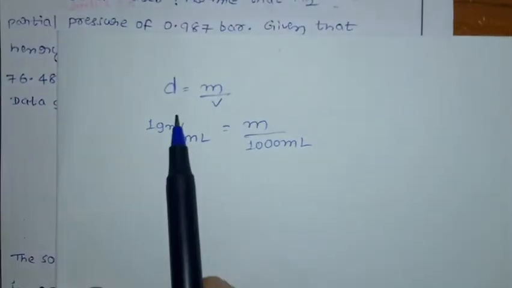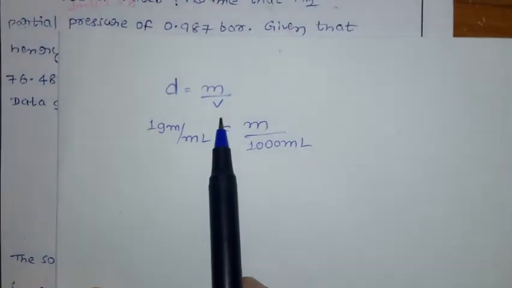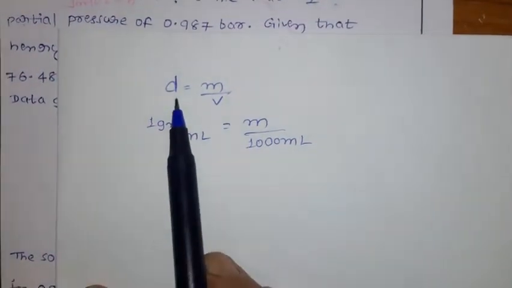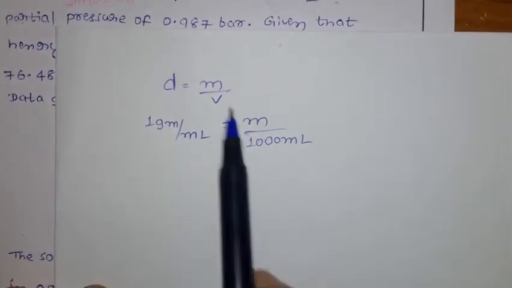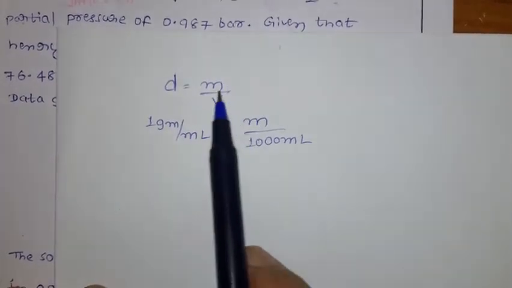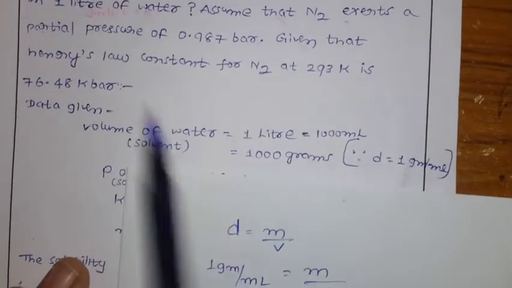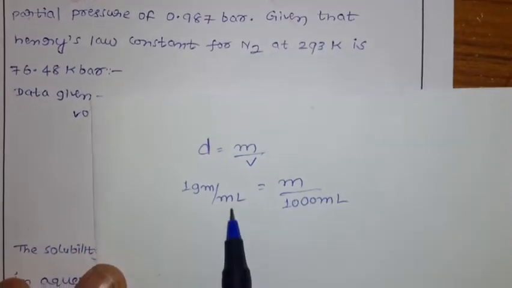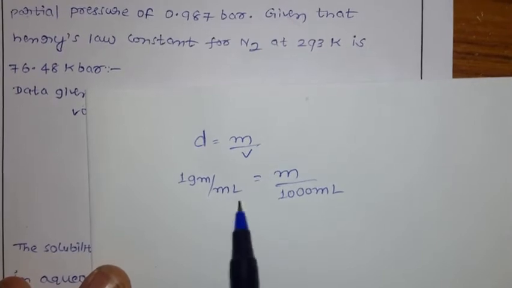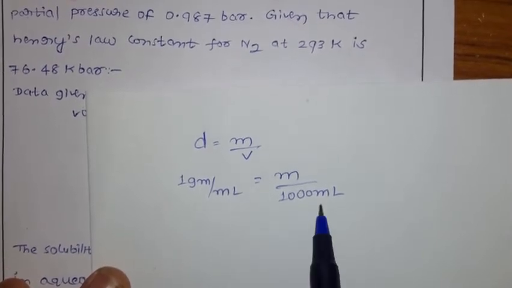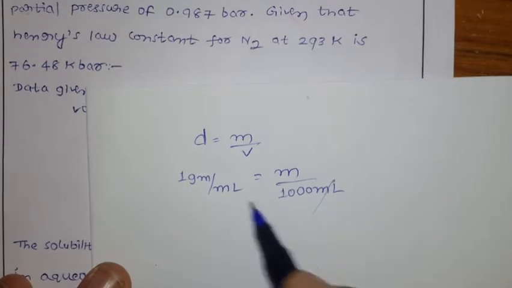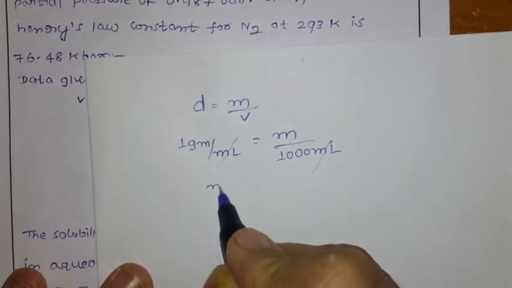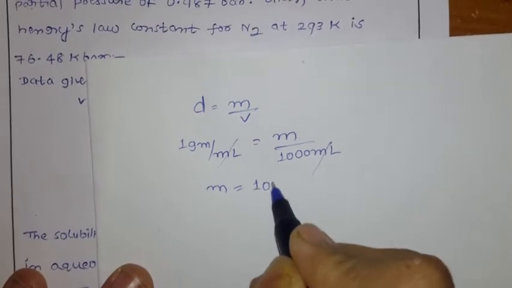How? Here, density is mass by volume. The density formula is density equals mass by volume. Density of water, you know very well, is 1 gram per ml. Mass we don't know. The volume of water given is 1 liter, which I converted into 1000 ml. Why? Because the volume in density is in ml, so it should be in ml. So this ml gets cancelled, and if you do cross multiplication, you get mass equal to 1000 grams.